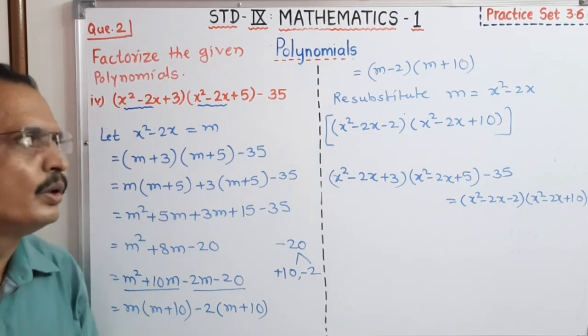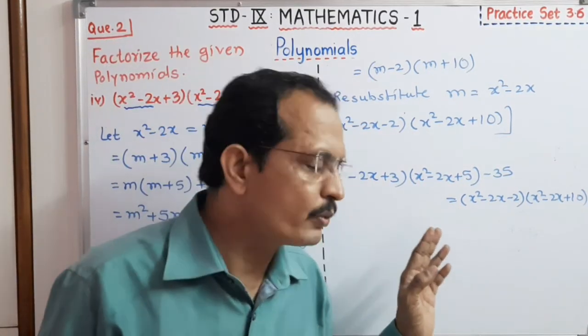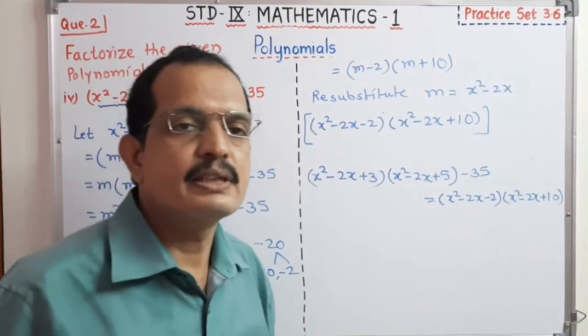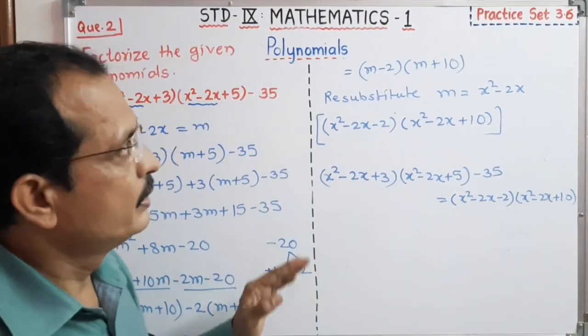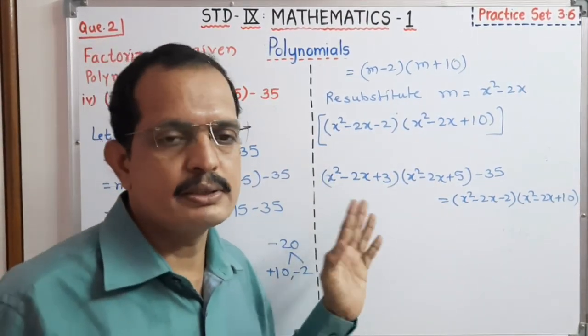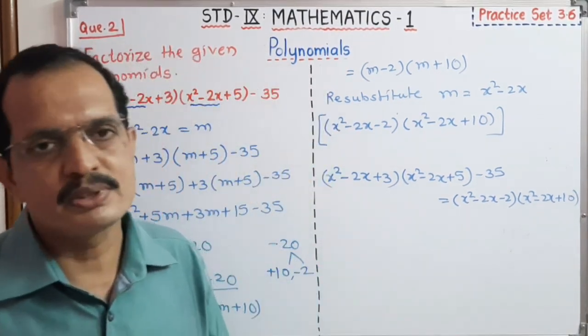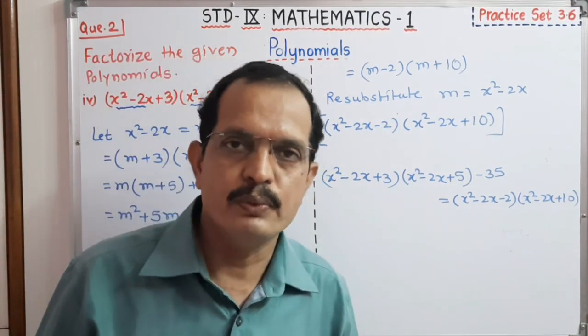Yes student, we completed practice set 3.6 up to the question number 4th one. 5th, 6th and 7th are reduced for this year. Therefore, dear student, we completed practice set 3.6. Now the remaining part is the problem set that we will continue in our next video.